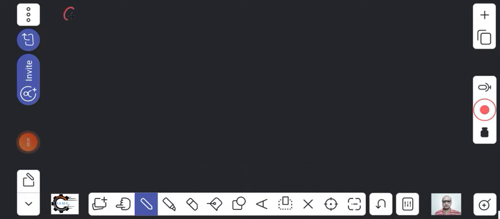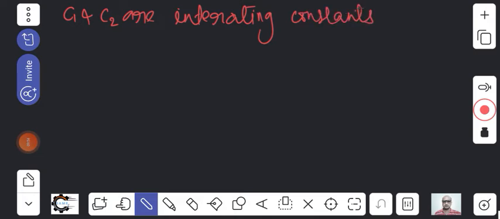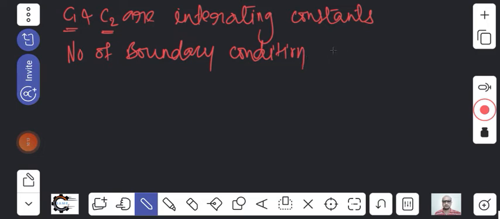Right? I have to find out c1 and c2, the integrating constants. See, here are the two constants. So the number of boundary conditions required is equal to 2, right? So, which are those two boundary conditions?